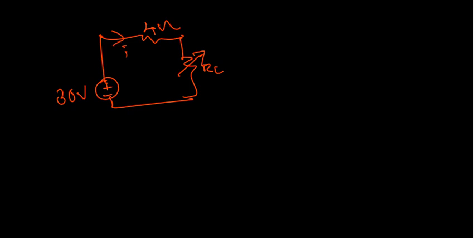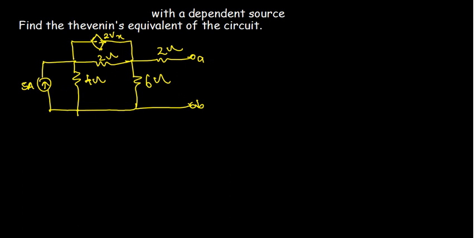Let's take another example with the dependent source. How can we solve with the dependent source? It's a voltage dependent source. So how do we solve with a voltage dependent source? How do we apply Thevenin's theorem? We need to find two big things: one is the VTH and the other one is the RTH.